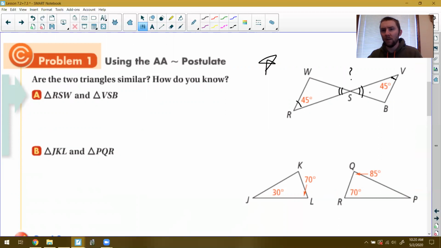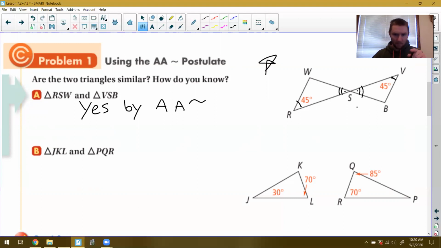Well, what kind of angles are these? They're vertical angles. Vertical angles we know are congruent, so absolutely yes, these two angles are the same. Because I was given that V and R are congruent, and I can see vertical angles here and here that I know have to be congruent, the answer is absolutely yes. These are similar triangles by angle-angle similarity, okay? Because angle R is congruent to V, and angle S on this side is congruent to S on that side.